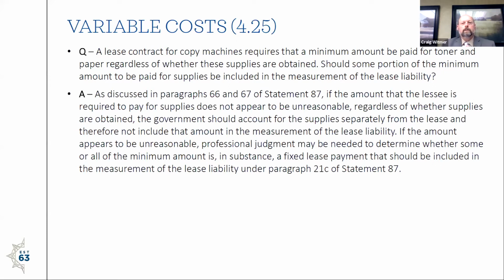This first one gets on this concept of additional components that would be built into the lease. So let's say that you have a copy machine, and part of that lease is there's a minimum amount that needs to be paid for toner and paper, regardless of whether the supplies are obtained. The question is, should some of that be included in the lease liability? As with many things, the answer is, well, it depends. And there could be some judgment here.